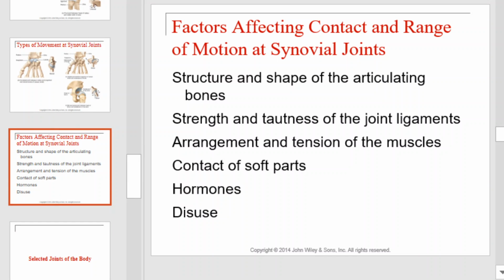Factors affecting contact and range of motion at synovial joints. The structure and shape of the articulating bones play a huge role in the range of motion at a synovial joint. Strength and tautness of the joint ligaments, the arrangement and tension of muscles, and contact of other soft parts can also impact the movement of synovial joints. Hormones and disuse can also play a role in reduction of movement at synovial joints.